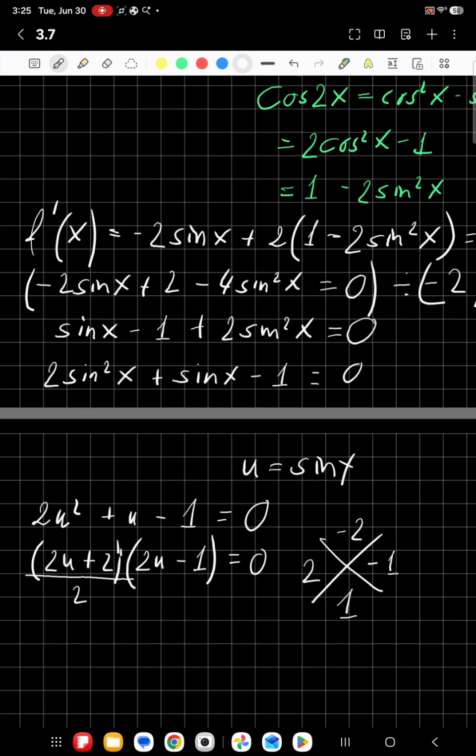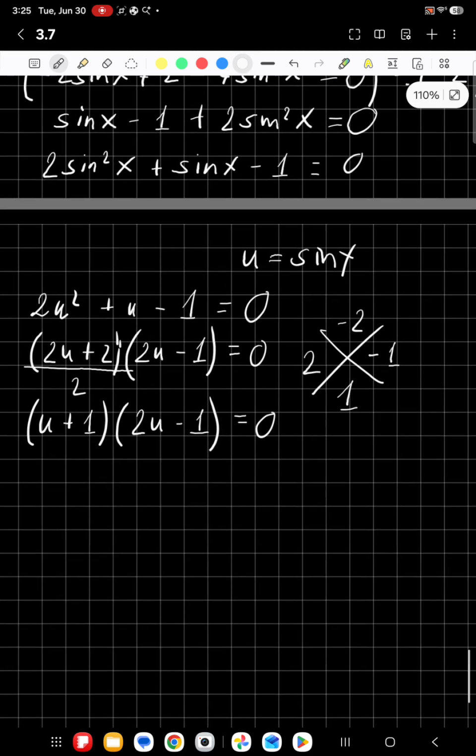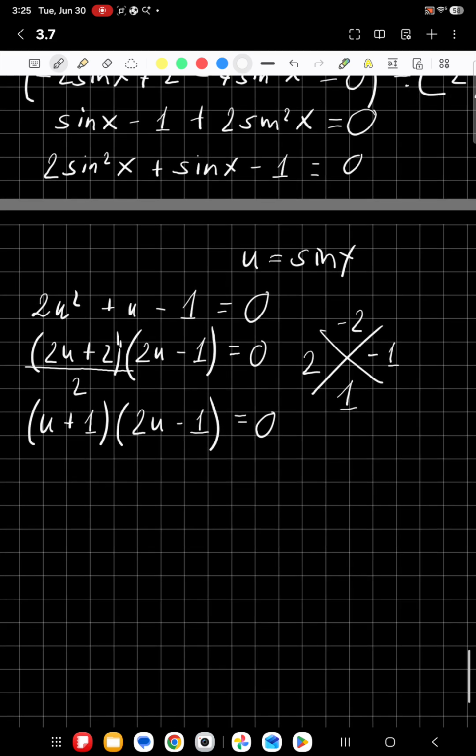I'm dividing both parentheses by the greatest common factor. So I'm getting u plus 1, and then here I have 2u minus 1, and that equals 0. Out of the first parenthesis I get u equals negative 1, and the second one gives me u equals half.